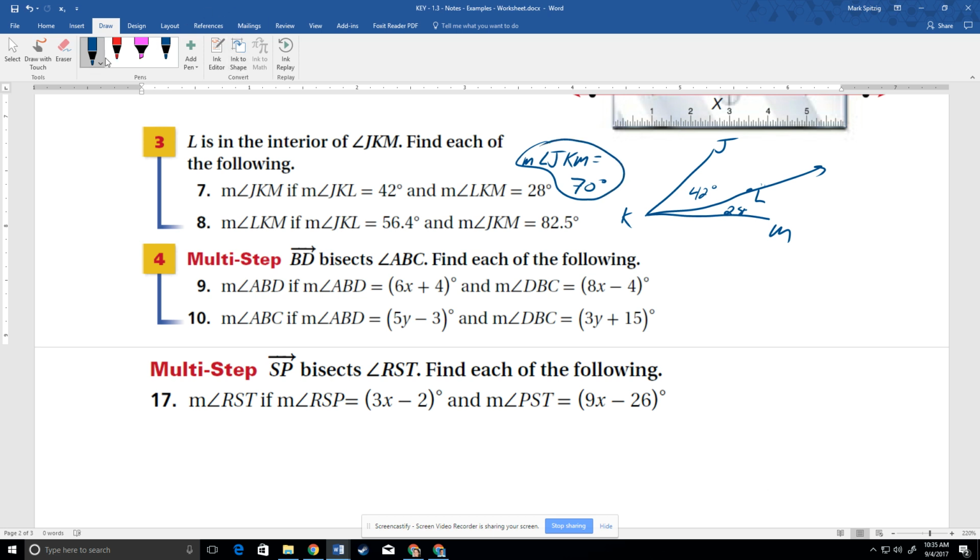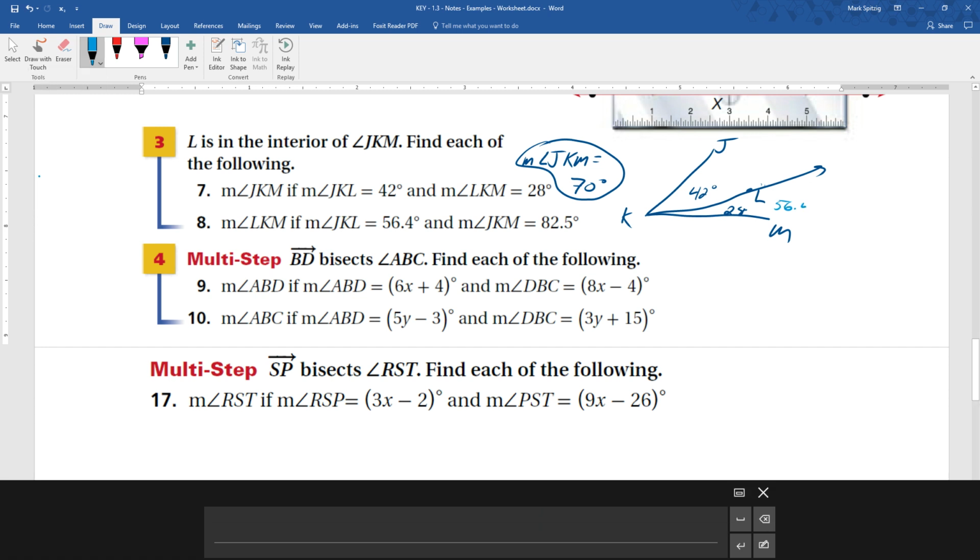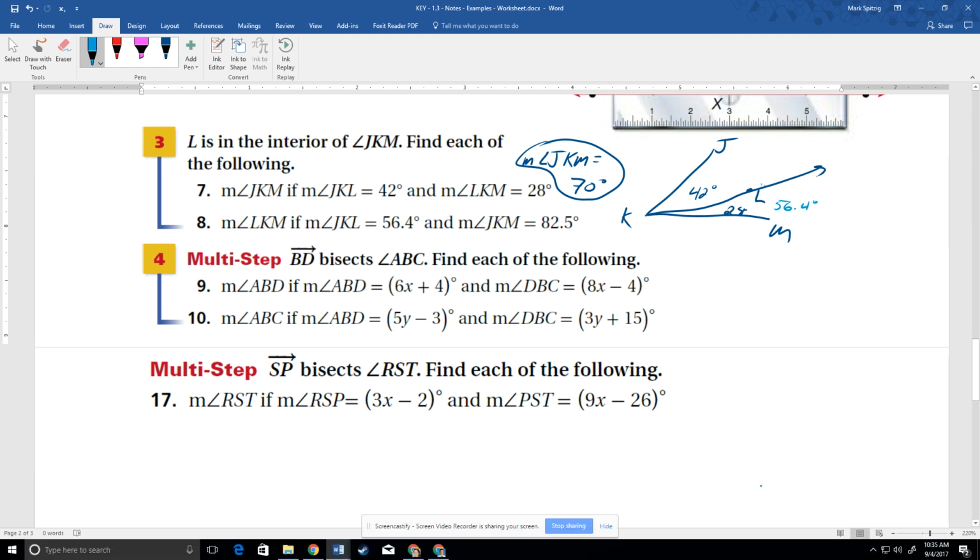So I'm just going to do another color instead. We can do the same diagram. So let's see, LKM is going to be 56.4 degrees, separate problem. And then we have JKM, so that's the whole thing, is 82.5 degrees. So in this case, we're trying to find JKL. Sorry, this right here is actually JKL. But either way, we're going to subtract it to find what's left over.